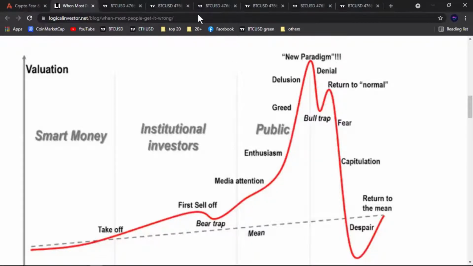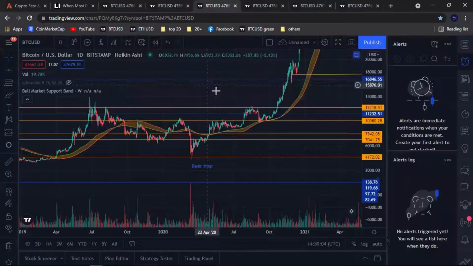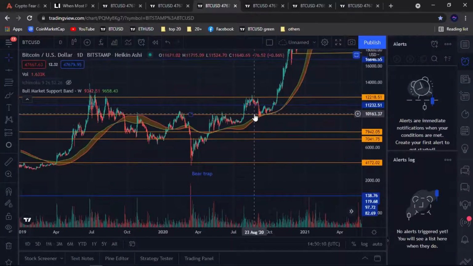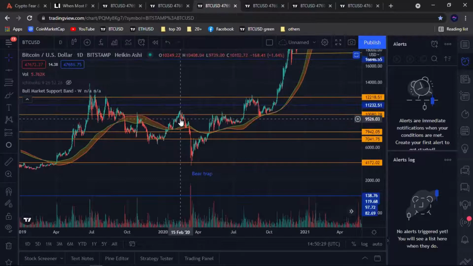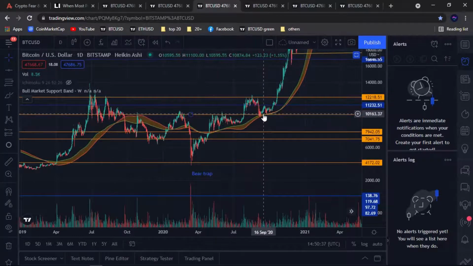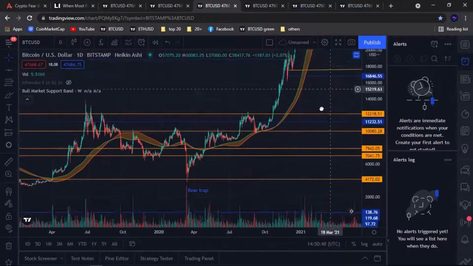Now we'll go back to our graph. We're on 2020. We went down from $10,000 all the way down to nearly $4,000. What percentage is that? 44%. Sorry, I was looking at the 2017 graph. We went straight down, bounced, whoosh. Look, test of the support band, test of the support band, test of the support band, whoosh, straight up.